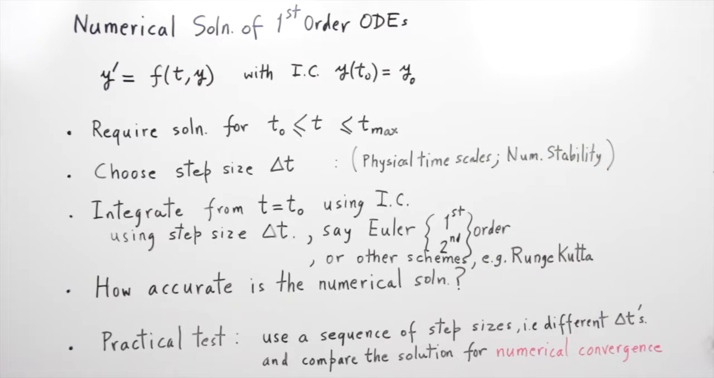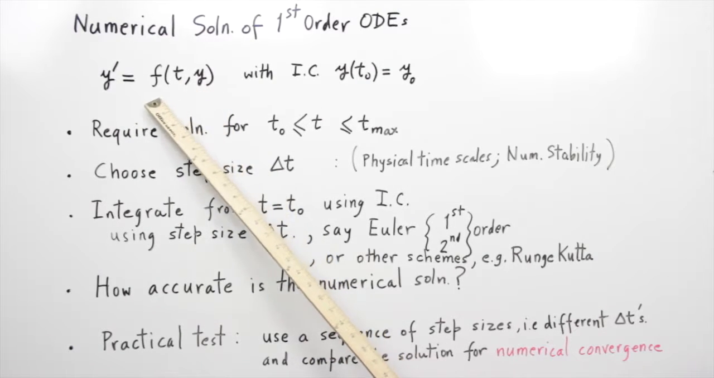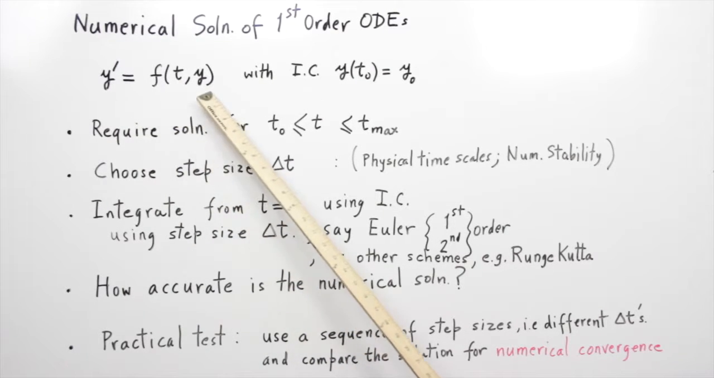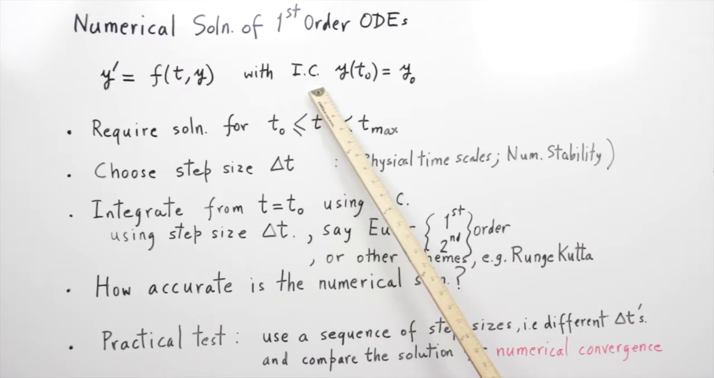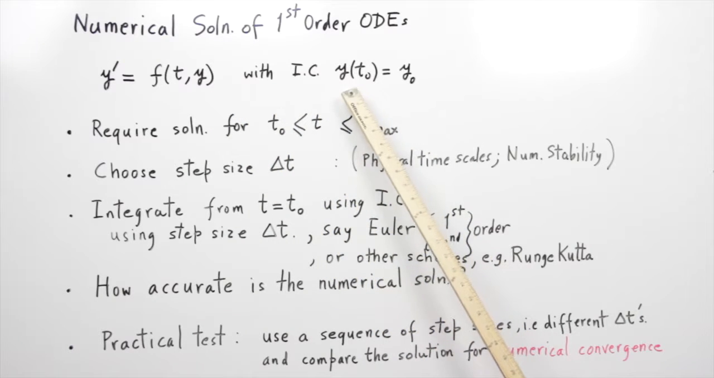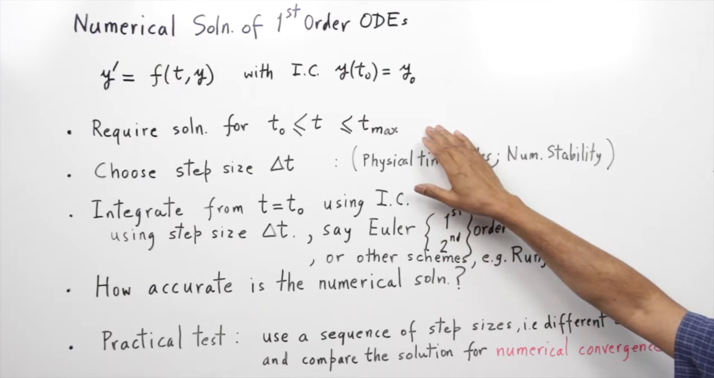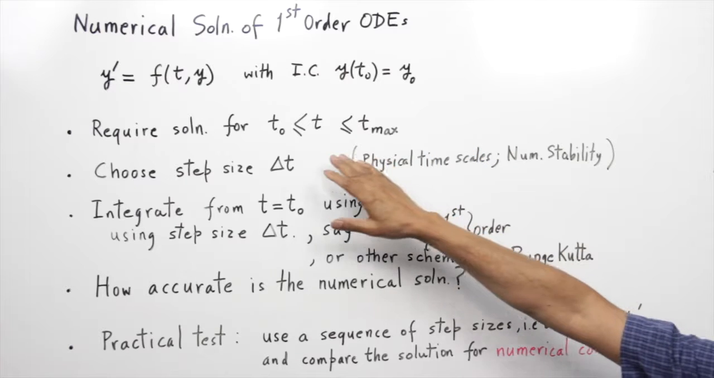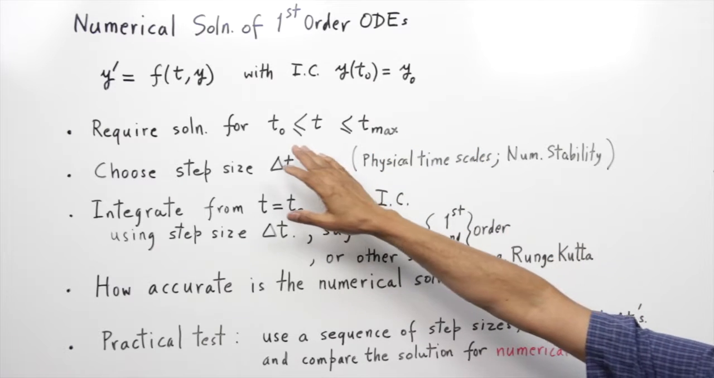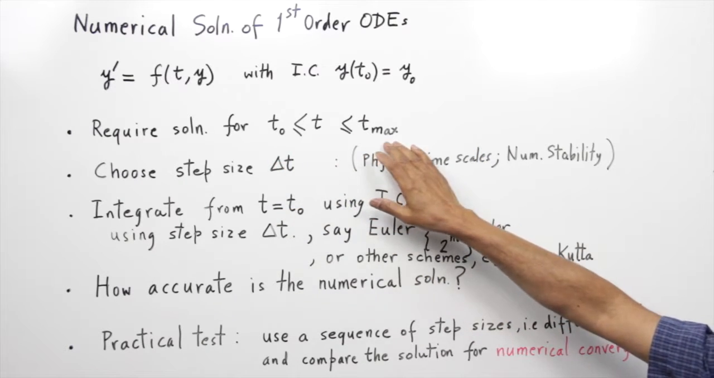We are given a differential equation in this form: y prime equals f of t comma y. It's a general function, can be a nonlinear differential equation, and we are given an initial condition: y at time t equal to 0 is some known value y0. And then we require a solution for this differential equation over some time horizon, starting with the initial time up to some maximum time of interest. So that is typically how the problem is posed.